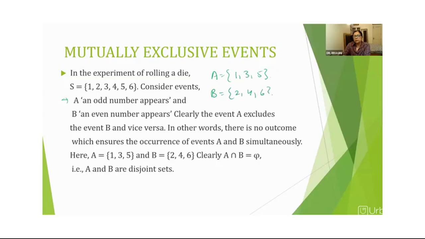2, 4, 6. Do we have anything common in these two? 1, 3, 5, odd. 2, 4, 6, even. So there is nothing common. Clearly, the event A excludes the event B and vice versa. Excludes means there is nothing common. So when there is no outcome which ensures the occurrence of events A and B simultaneously, or in very simple language, when A intersection B is empty.